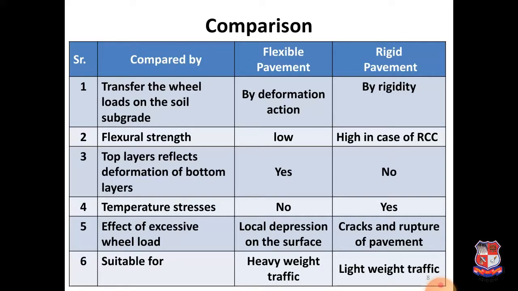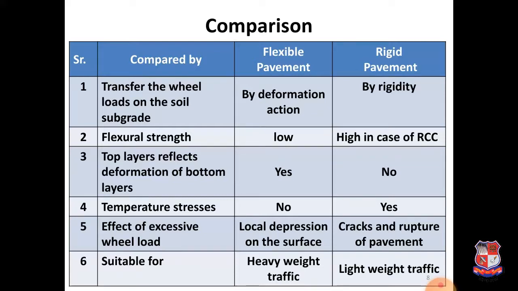Second comparison is flexural strength. Flexural strength means bending strength. Flexible pavement has low flexural strength and rigid pavement has high flexural strength compared to flexible pavement, and in reinforced cement concrete rigid pavement the flexural strength is high.